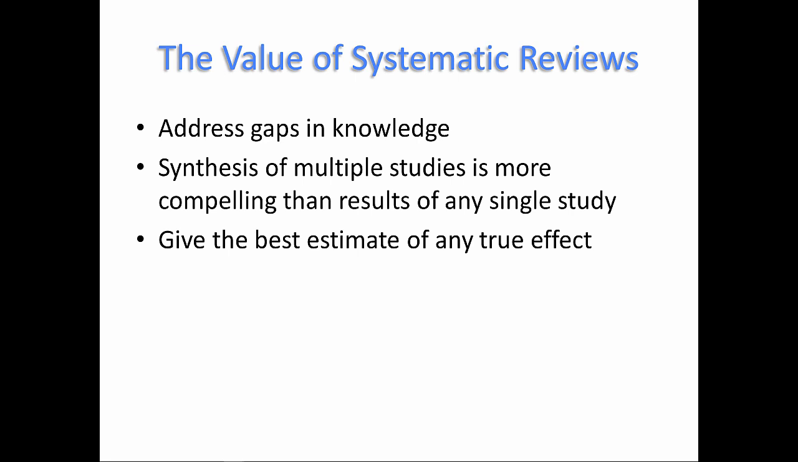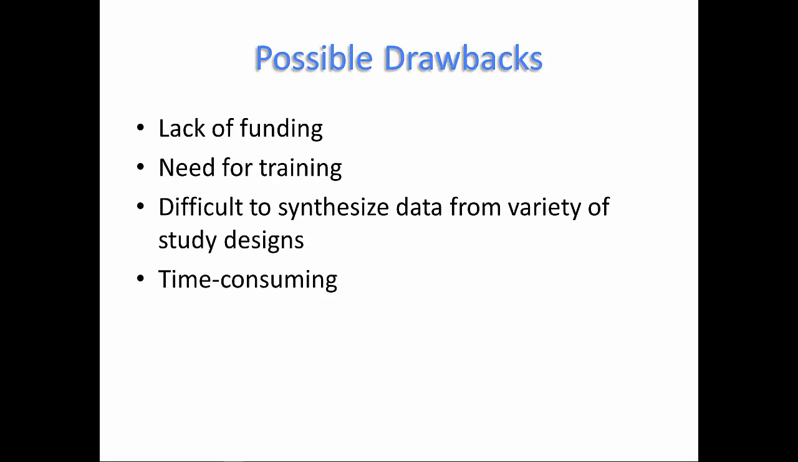Any individual research study may be flawed, either by chance or because of how it was designed and conducted or reported. By synthesizing the results of multiple studies, a systematic review provides a more comprehensive picture than a single study. When conducted well, systematic reviews should give the best possible estimate of any true effect. As with all research, though, the value of a systematic review depends on what was done, what was found, and the clarity of reporting.